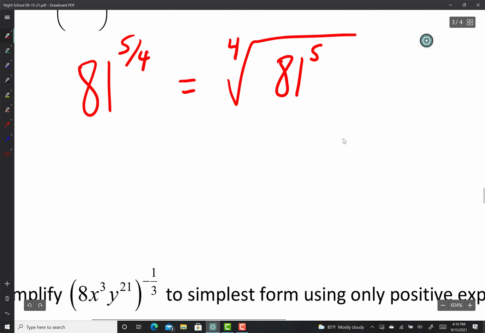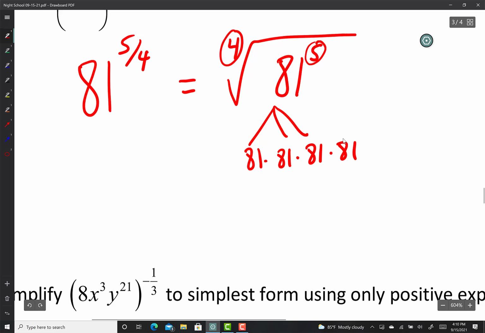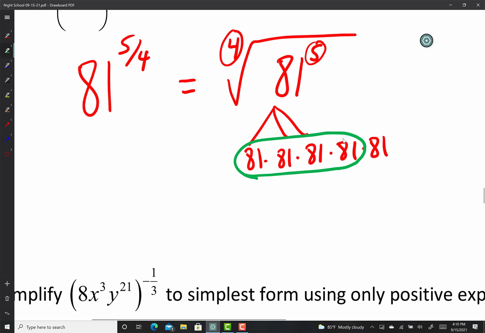Guys, this says 4th root here, and I have 5 of these. So check it out: 81 times 81 times 81 times 81, 1, 2, 3, 4 times 81. Because it says 4th root, I'm going to group 4 of them, and by the definition, I'm going to take that out. Does that make sense to you guys?